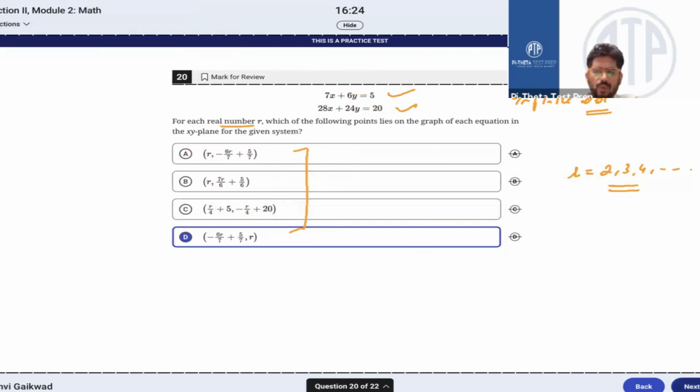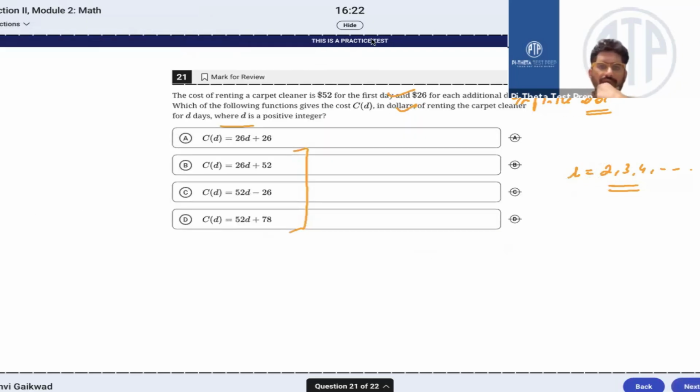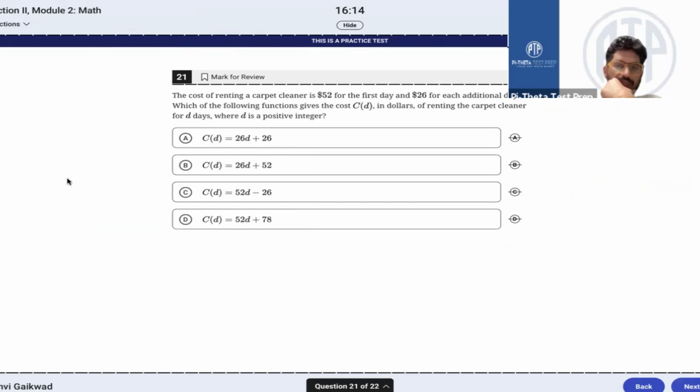Okay, it's better to solve it in round 2 because it will take a lot of time. So you can solve that question in round 2. This question: the cost of renting a carpet cleaner is $52 for the first day and $26 for each additional day. So this is something very important. D is a positive integer here, right? So I can say 52 for the first day and 26 for each additional day.